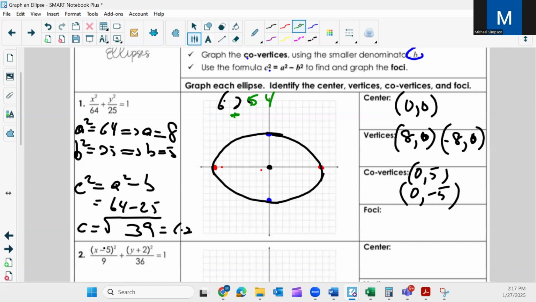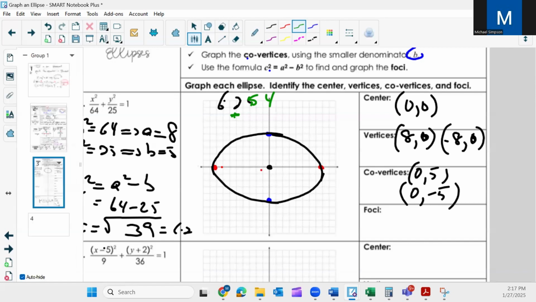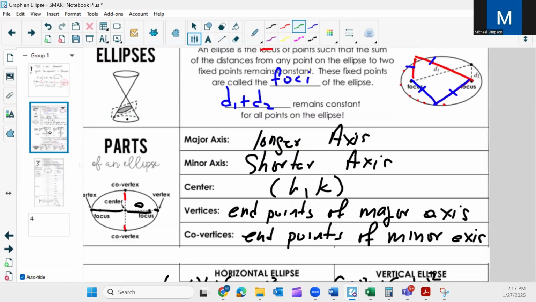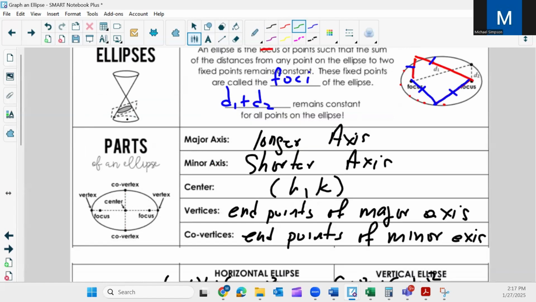All right. Now remember, look at this right here. The focus is always on the major axis. It is C units from the center, C units on each side. Just like the vertices, where we went 8 units to the right, for the foci we go 6.2 units to the right and 6.2 units to the left.